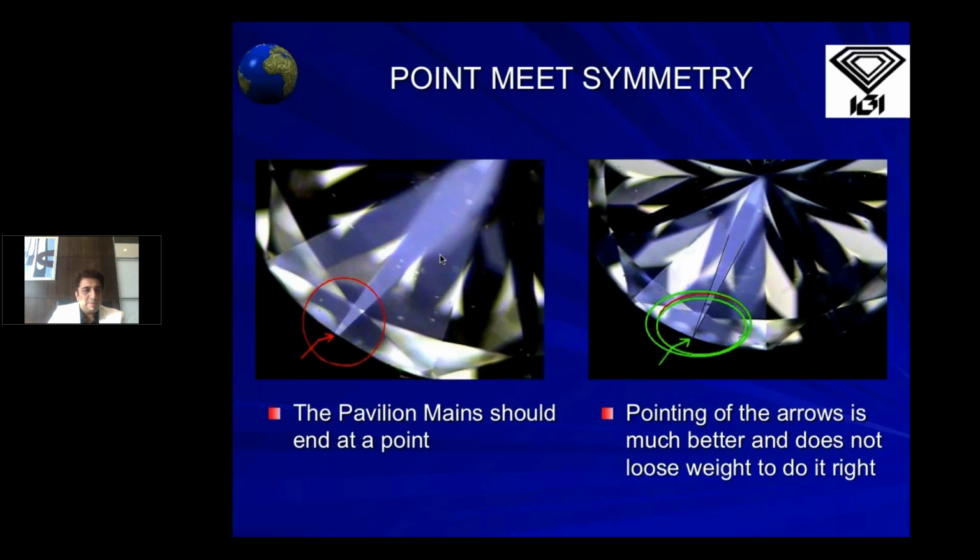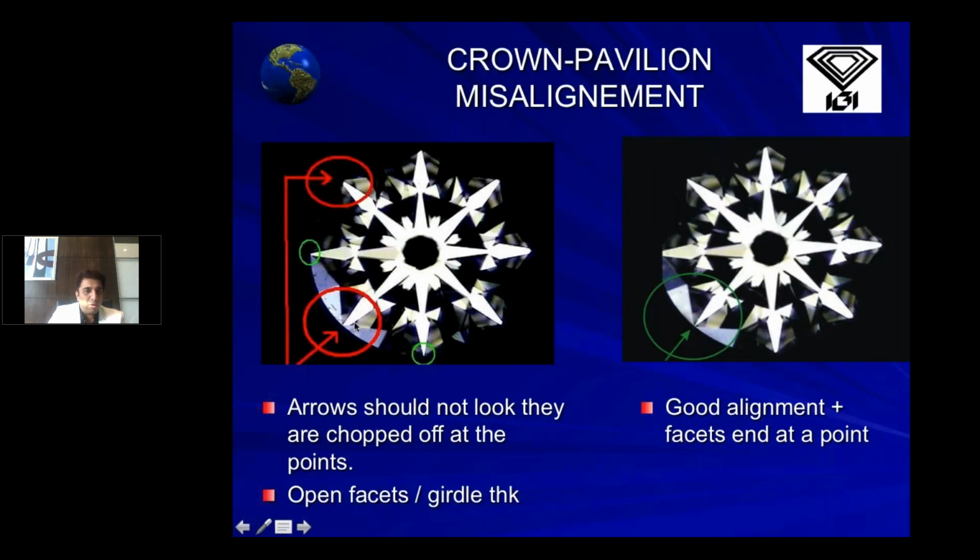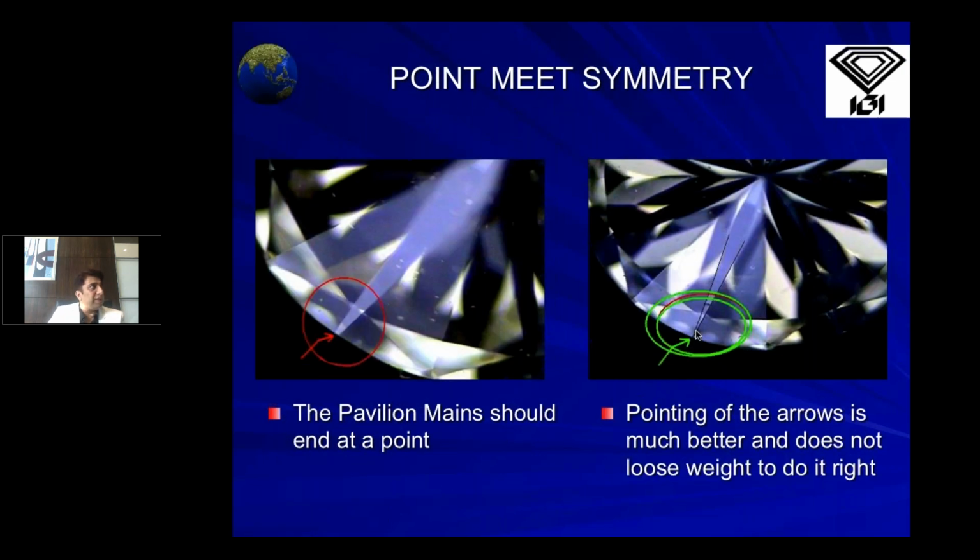This is showing you from the pavilion. If you notice, the polisher has left the pavilion main open. That's why it looks open from the top here. It should end at a point like this one. It's ending at a perfect point. And it's not difficult to achieve this. This is perfectly possible to achieve without much weight loss, right?